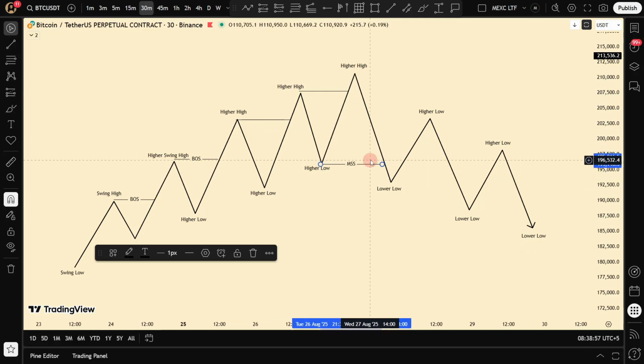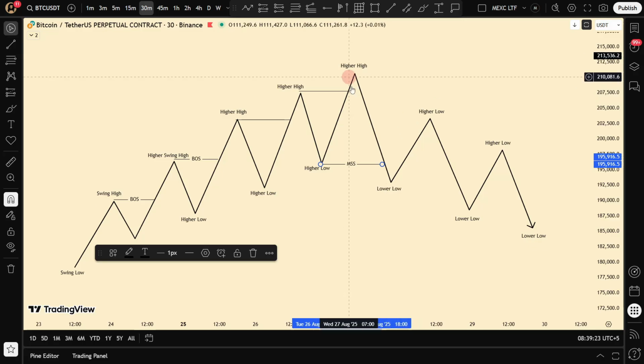This is an indication that the previous bullish trend is likely to start reversing now. A retracement is coming, a pullback is coming. So that is why the market structure shift is very, very important for us in our market structure analysis.